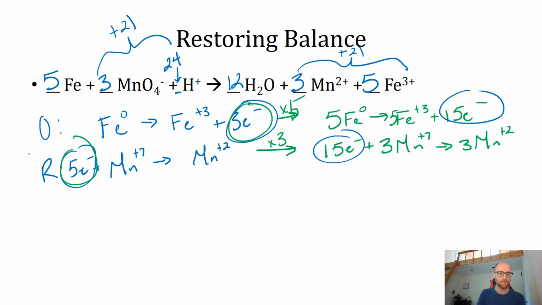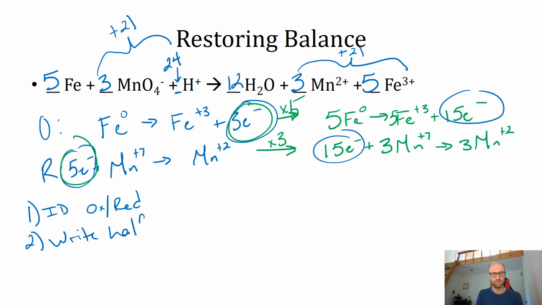This is done. So if we need some steps, first we're going to ID the oxidized and reduced species. Then we're going to write half reactions. Then multiply. I can't spell multiply, although I do like this tablet.